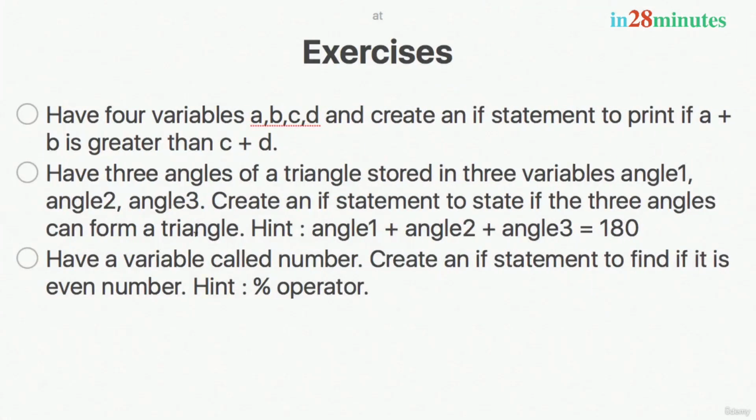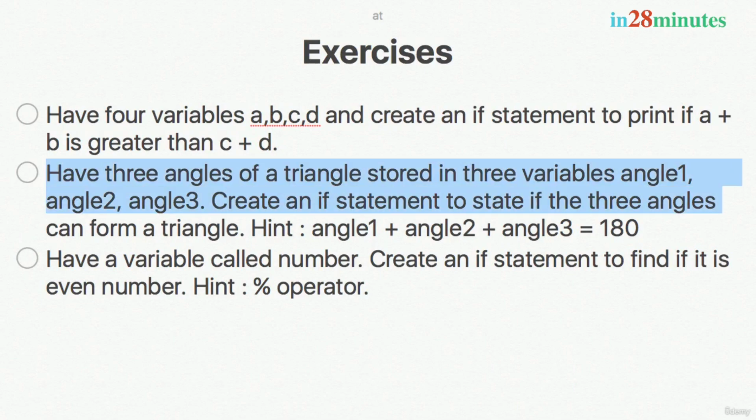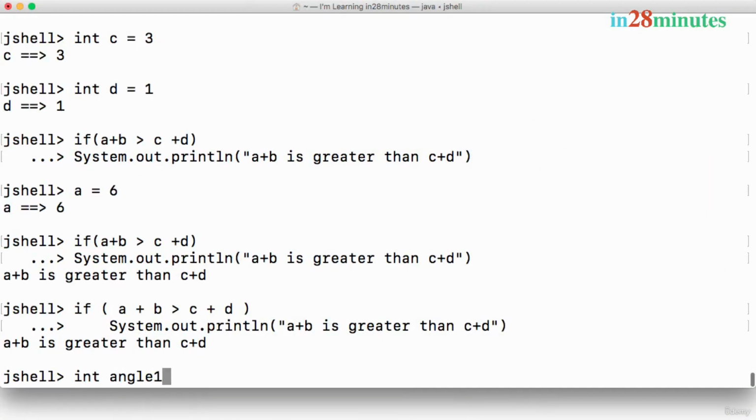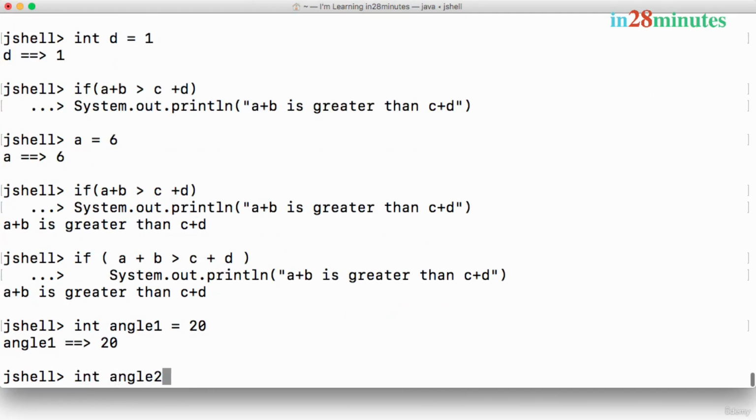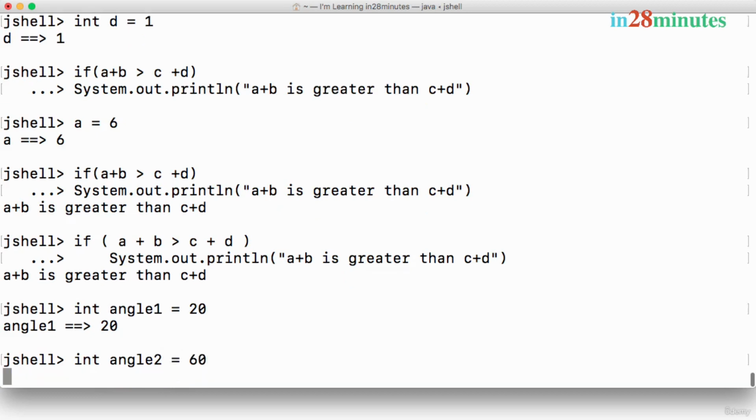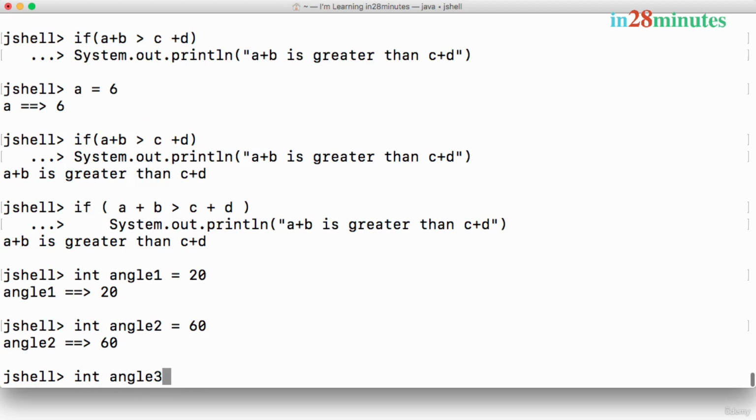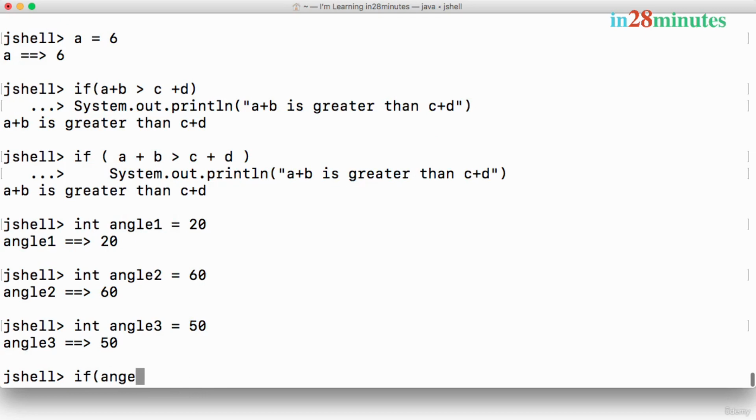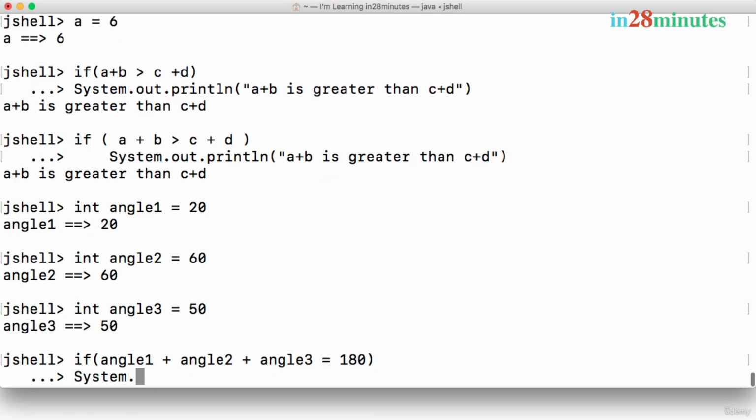Let's move on to the next exercise. Have three angles of a triangle stored in three variables. So let's create int angle1 is equal to 20, int angle2 is equal to 60, int angle3 is equal to 50. How do I check if it's a valid triangle? Angle1 plus angle2 plus angle3 is equal to, I'm using a single is equal to, be careful about it, is equal to 180. Then system.out.println valid triangle.